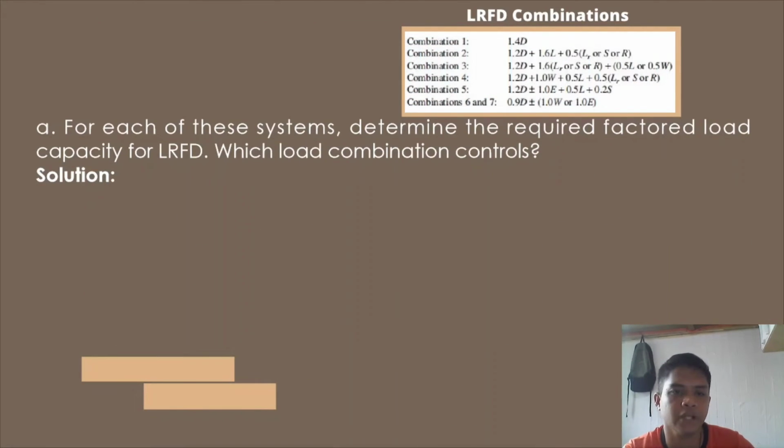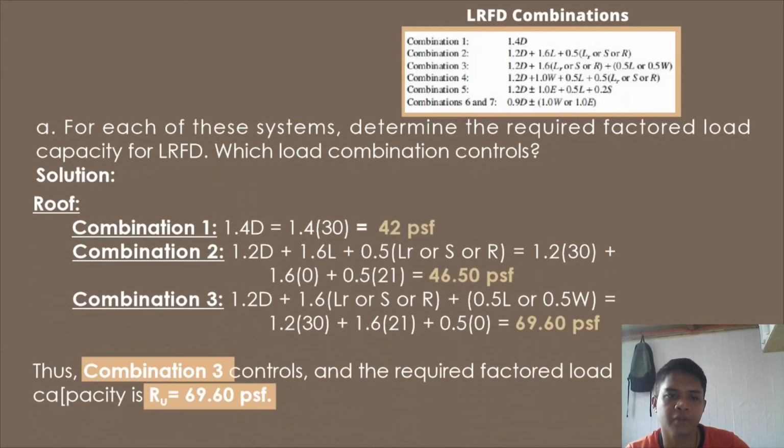So first question, for each of these system, determine the required factor load capacity for LRFD. Which load combination controls? Start muna tayo sa roof load. Sa roof load, wala tayong wind and earthquake kanina, di ba? So cancel na to. 1 to 3 lang gamitin natin. So substitute natin ngayon sila. Combination 2 ang magagamit natin is snow kasi 21 yun siya. Live load sa roof, wala. 0 lang yan siya. Multiply mo to, then add.